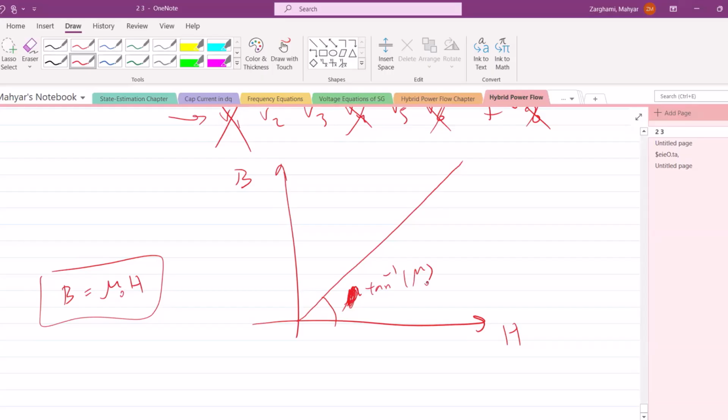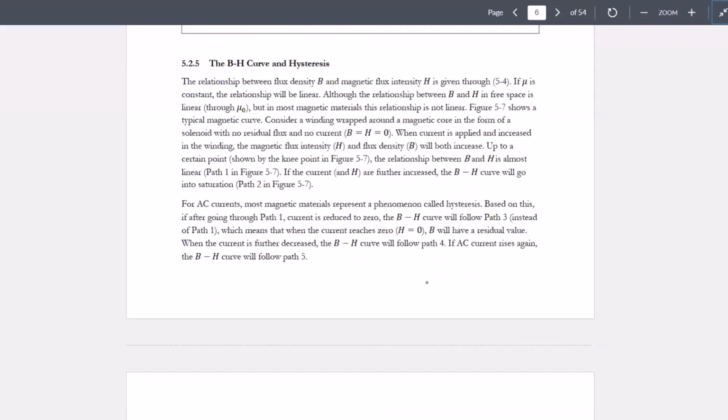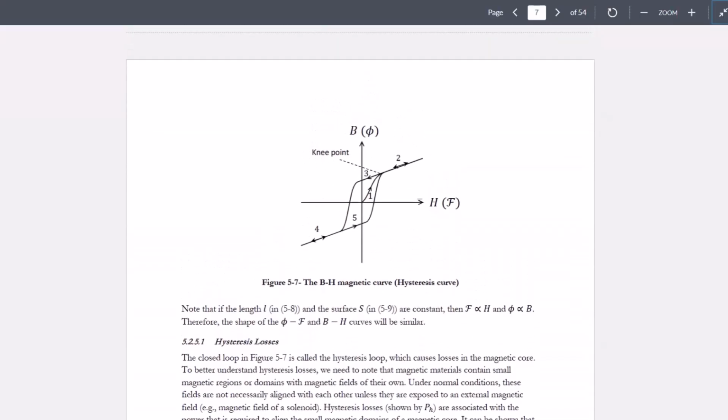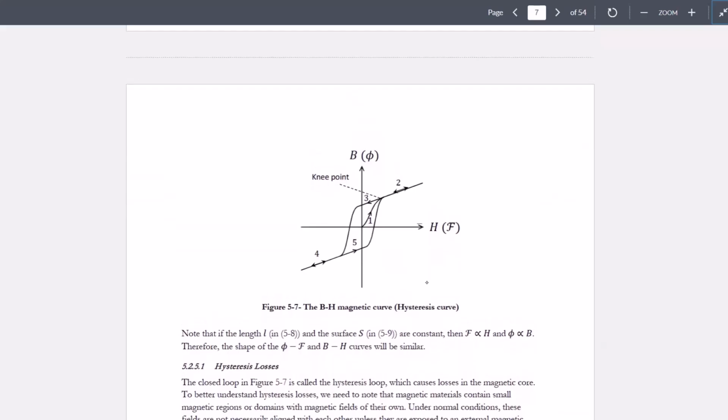But in most magnetic materials, the relationship between B and mu is not linear. So it would go based off of a curve, which we call the BH curve, which is not a simple curve by any means. So here is a sample of a BH curve.